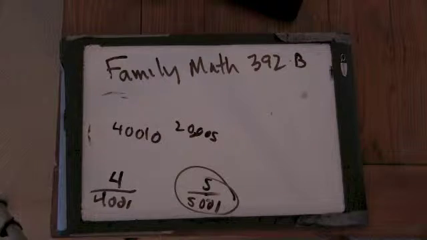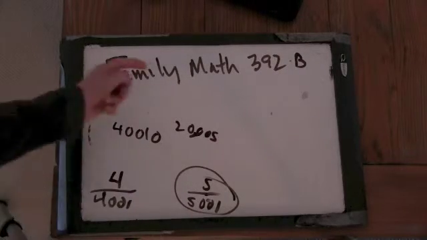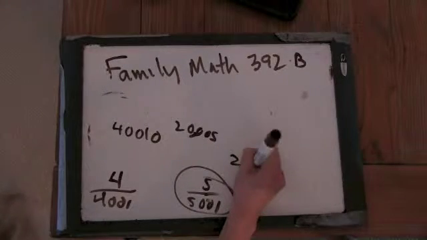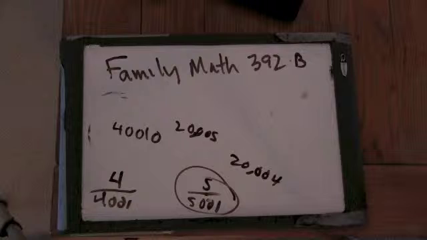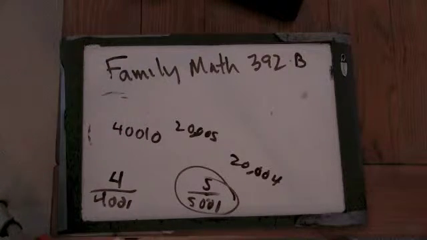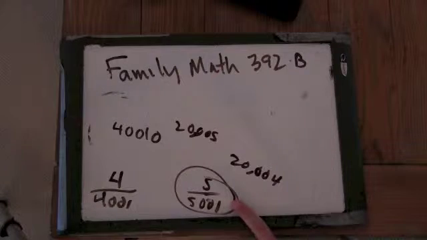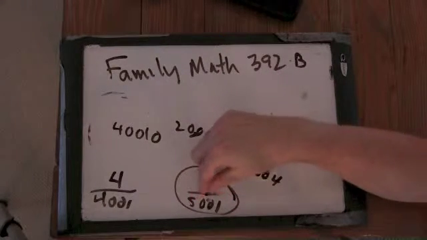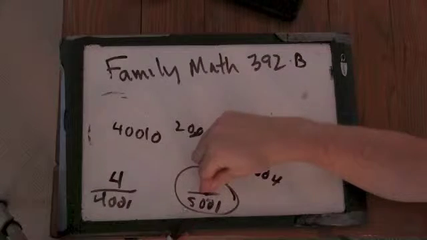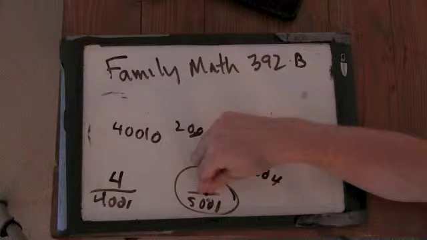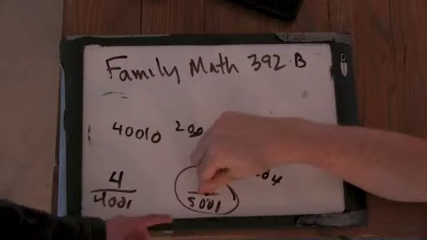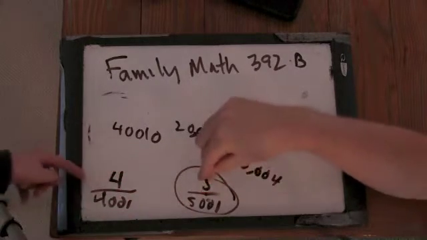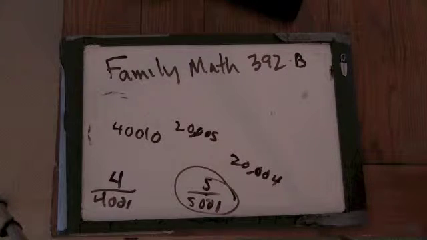All right. And then the closest you can get to that with this denominator is 20,004. Oh, interesting. So I think you need to multiply it by 10. What would happen if you multiplied this one? Can this one be multiplied to get 40,010, this denominator? So 5 times 8 is 40, and 1 times 8 is 8, so it would be 40,008. And they keep differing.